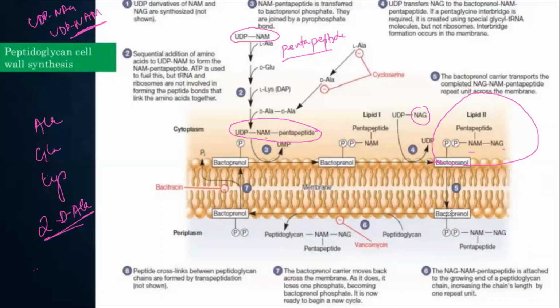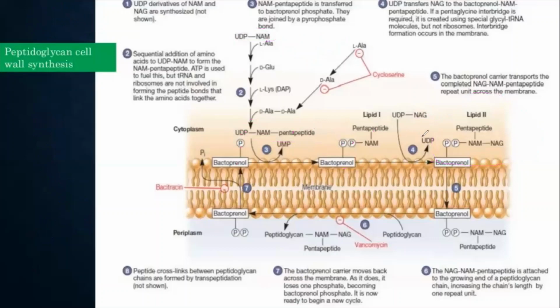Are you getting it? Yes, yes. And later, what will happen? Once bactoprenol's work is done, it will go back and bring another unit of NAM-NAG. And then later the pentapeptide will get cross-linked by the transpeptidation action, which will be shown next. Just go through all the steps yourself, I'll remove these highlights, and let me know if any steps are not clear.